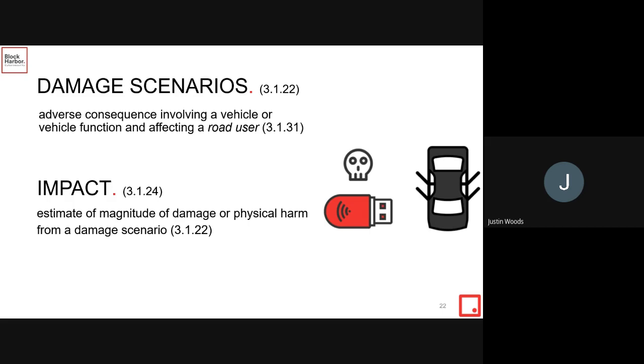So the estimate of damage, here it says, or physical harm from a damage scenario, we do also consider privacy as a part of this. We'll get to that in a little bit to discuss more in depth, but it's not purely a physical thing since this is a cybersecurity space, right? We do have confidentiality as an issue.